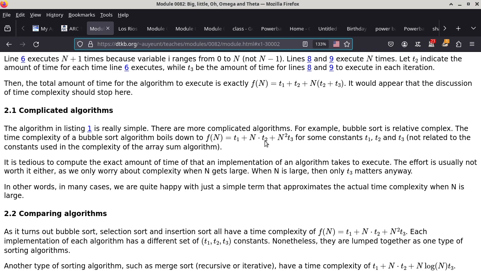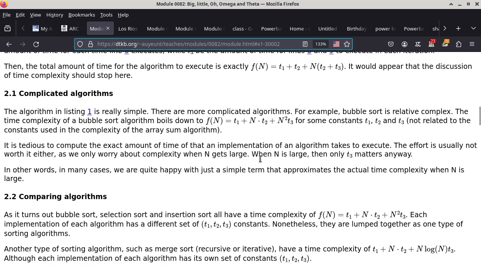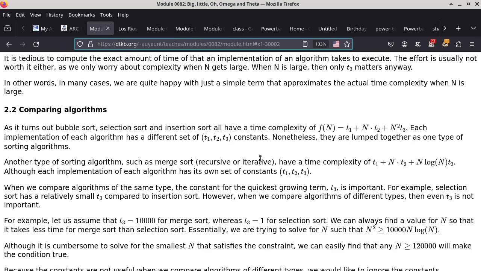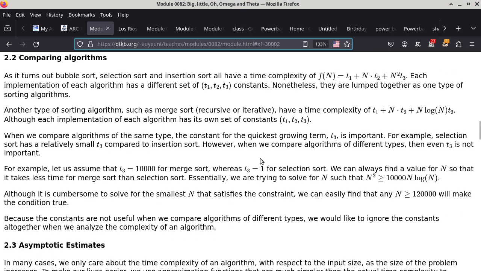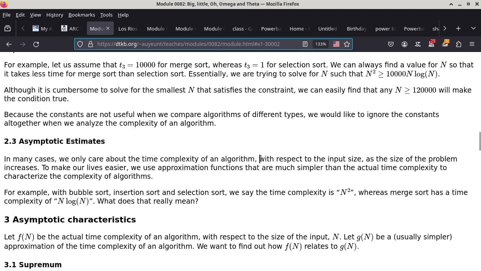All right, so with all that said, we're going to transition to section 2.2, which is comparing algorithms, which is basically the same point that I'm trying to make. We just need to know the order of magnitude. We don't need to know the details. So now we need a language to express how this compares to that. The language that we need to talk about those things starts with asymptotic estimates. In other words, as n gets larger and larger, what is the general behavior of the time complexity? That's all we want to know.